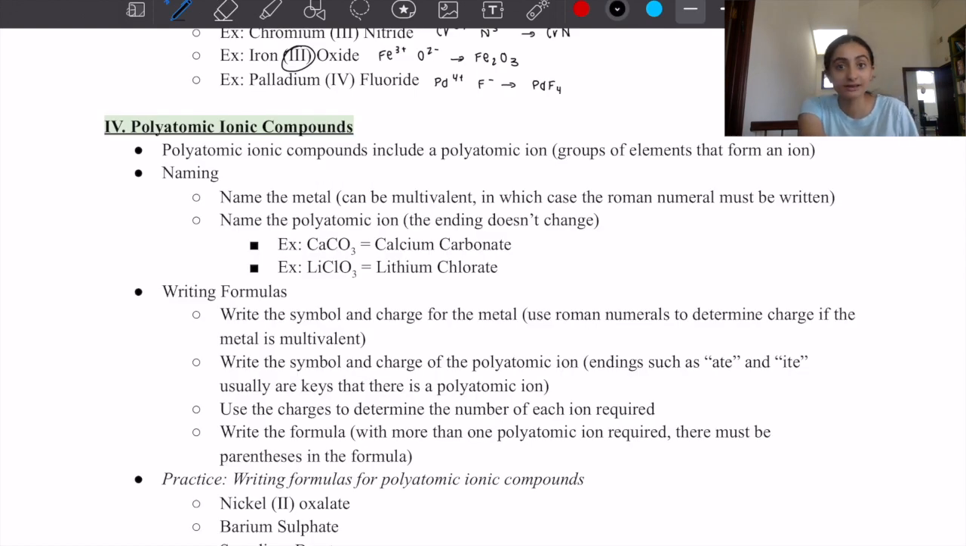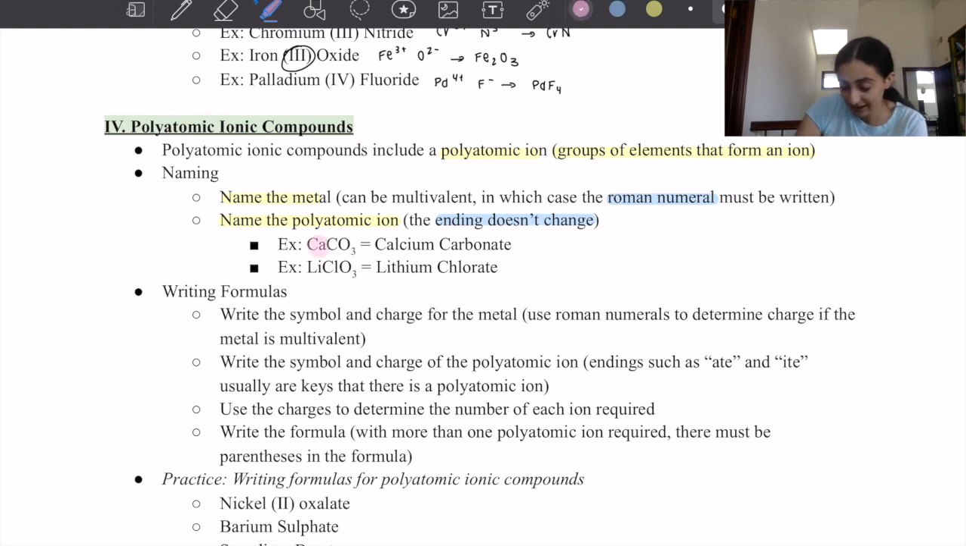Finally, we are going to talk about polyatomic ionic compounds, and then we'll have some practice combining all the ionic compounds. Polyatomic ionic compounds just include a polyatomic ion. And if you remember from a video way back, polyatomic ions are just groups of elements that form an ion. So to name them, they consist of a metal and a polyatomic ion. So we are first going to name the metal. And in this case, the metal can be multivalent, in which case we would still use the Roman numeral, like we did with multivalent ionic compounds. And then we are going to name the polyatomic ion. And the ending does not change. We do not change anything to "ide."